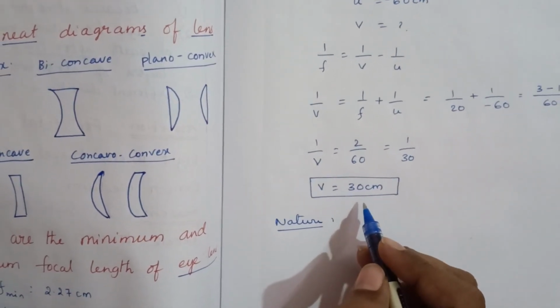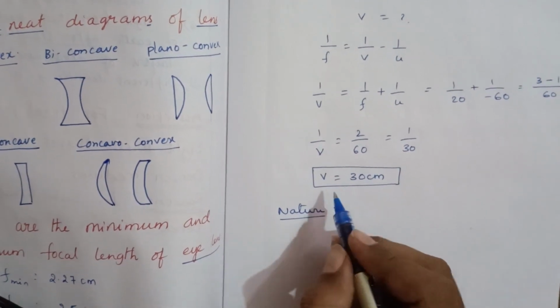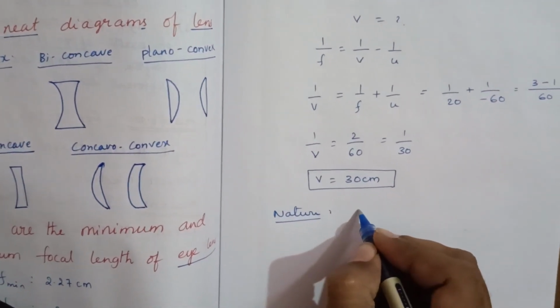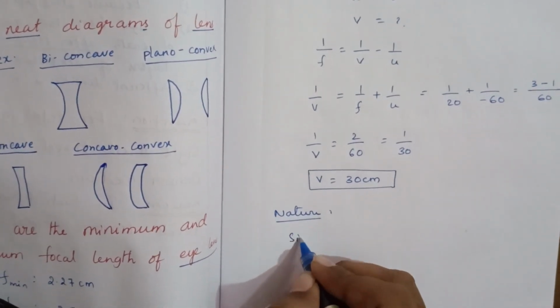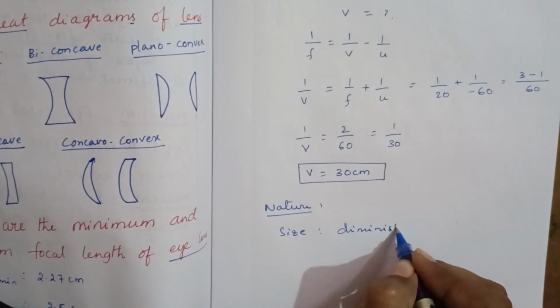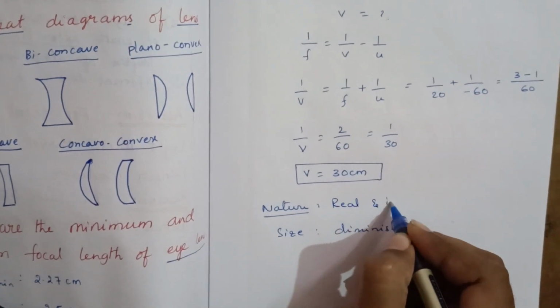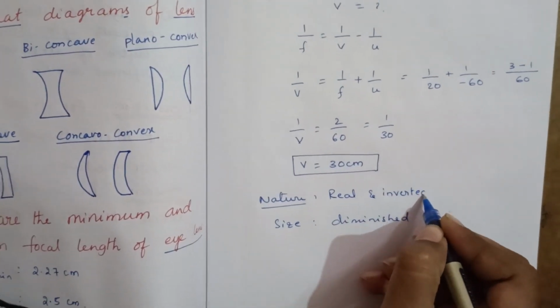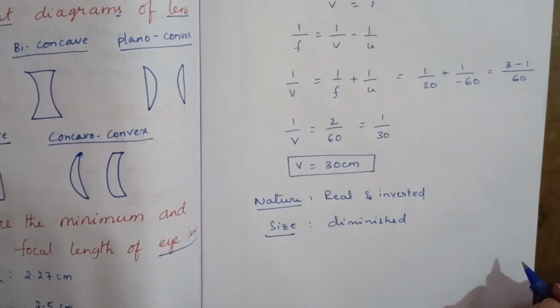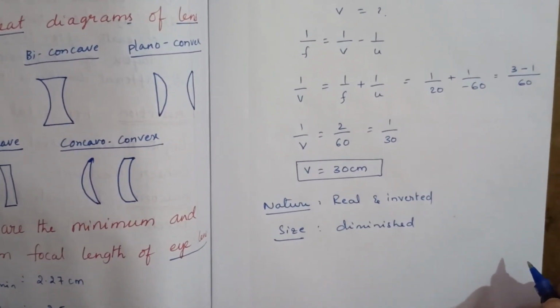Already we found the image distance is between focus and center of curvature. The image is formed between focus and center of curvature, so the size will be diminished, and the nature is real and inverted. Directly we can write this if you remember the ray diagrams. I already explained ray diagrams; it is there in our channel, once you go through it.